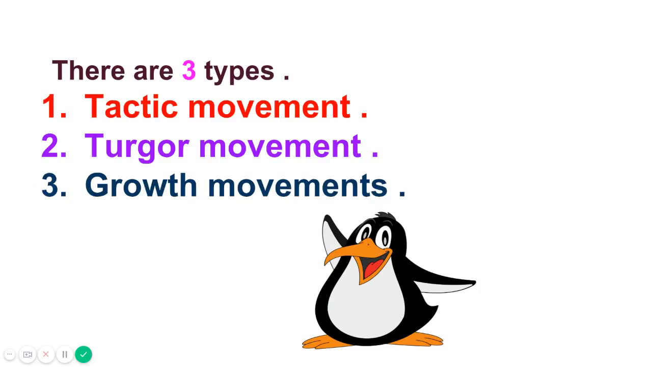There are three types: tactic movement, turgor movement, and growth movement. The unidirectional movement of the whole organism towards or away from the stimulus is tactic movement, as I told you earlier. On the other hand, the movement of plant caused by reversible change in cell volume due to change in the turgor is turgor movement. And the movement caused by growth of the various plant organs are growth movements.